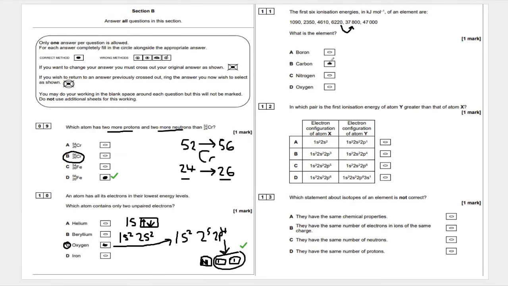This one's nice and easy. We just go straight to carbon. We know it's in group 4. We know we're going to be breaking into a new shell. And so the answer here is going to be carbon there. There's a ton of energy when you're breaking into a new energy level.